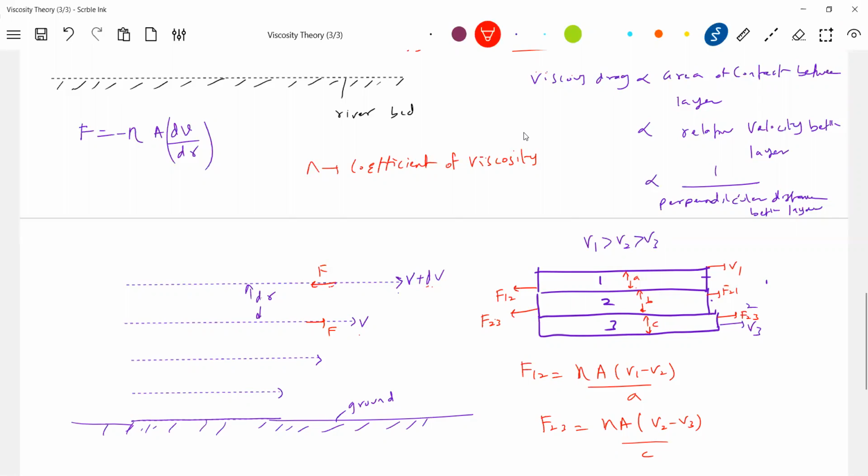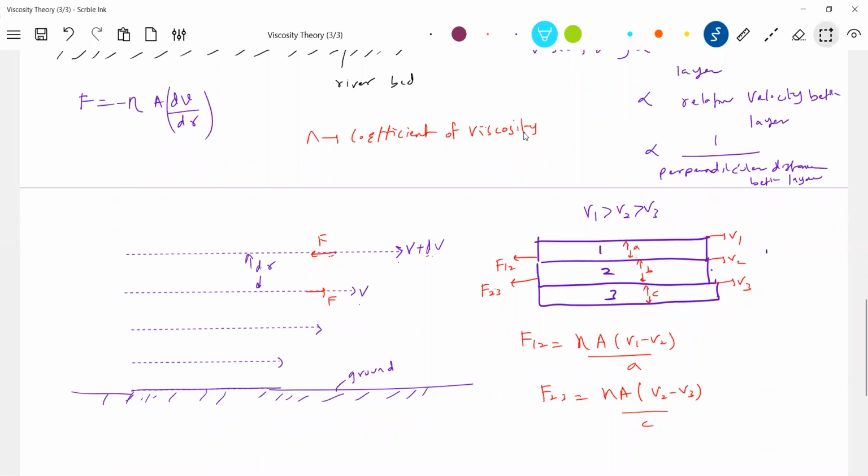Some of you are getting confused, sir. Okay, I'll come once again. You can see now. What is the distance between layer 1 and layer 2? Layer 1 and layer 2. I'll give a better diagram. Most of you are unable to understand anything.